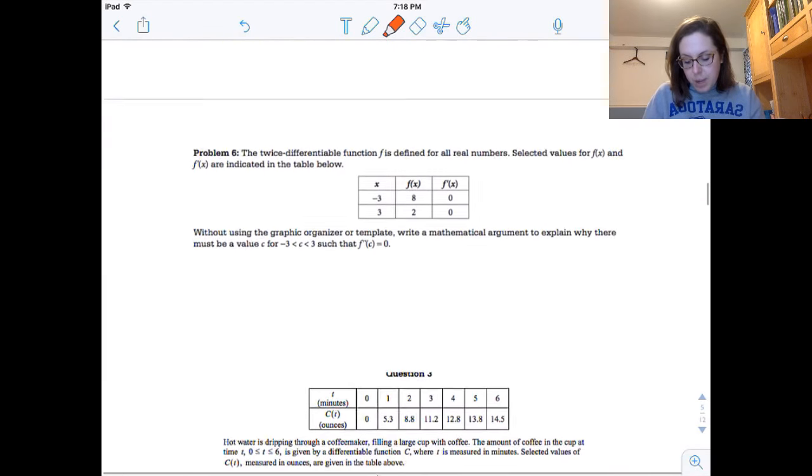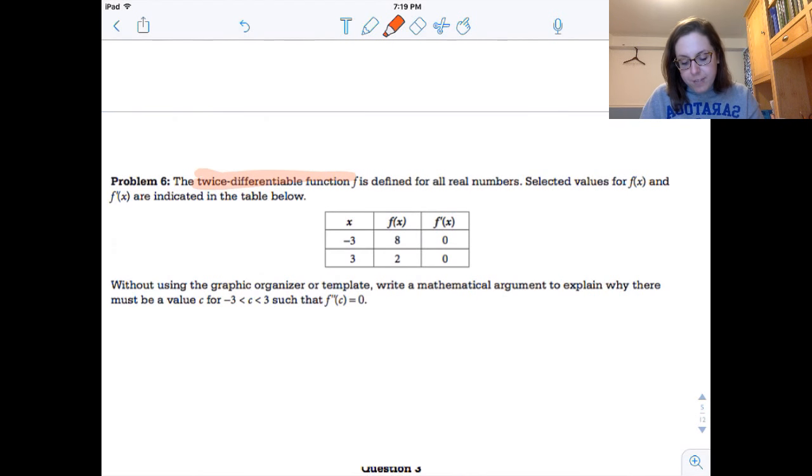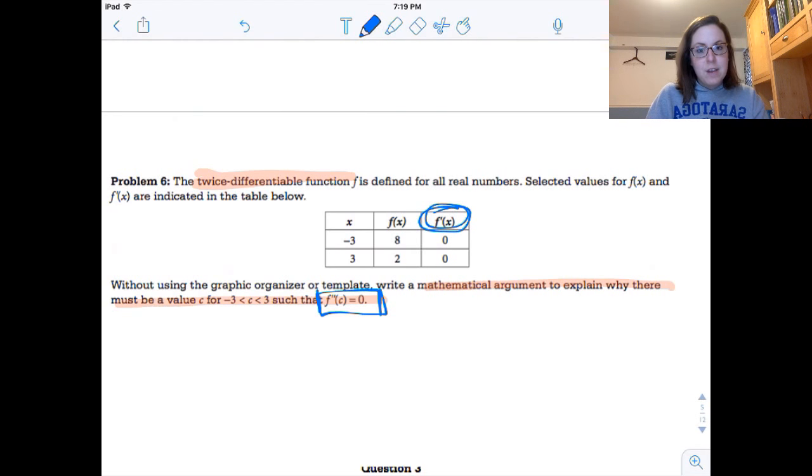So let's look at an actual one of these. The twice differentiable function, so that means I can take the derivative twice, got it, is defined for all real numbers. Selected values are given in the table of f and f prime. This says, write an argument to explain why there must be a value where f double prime equals 0. Now I'm given f, I'm given f prime. I'm not given f double prime. So I'm going to look at f prime for this because I'm taking the derivative of it. So here's what I'm going to say.